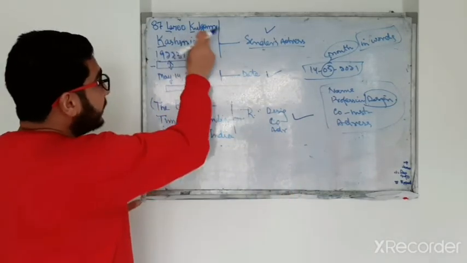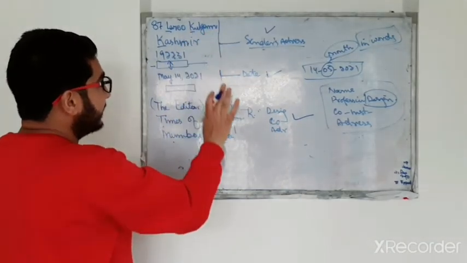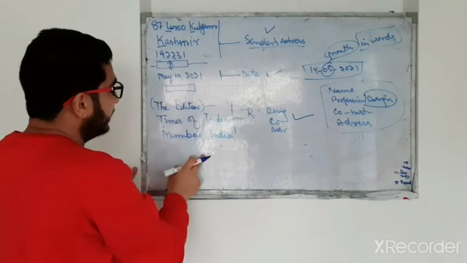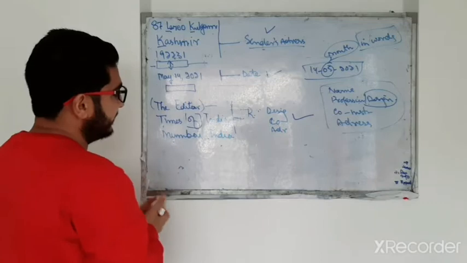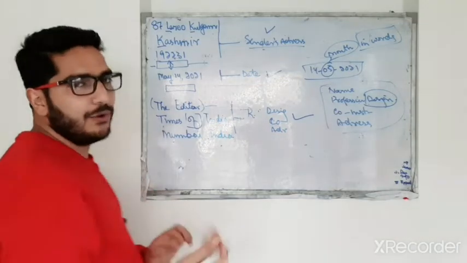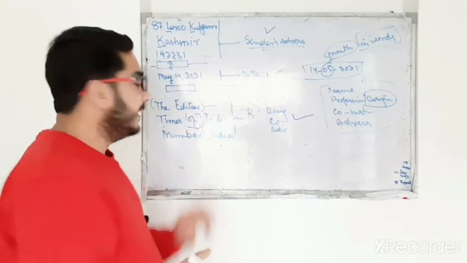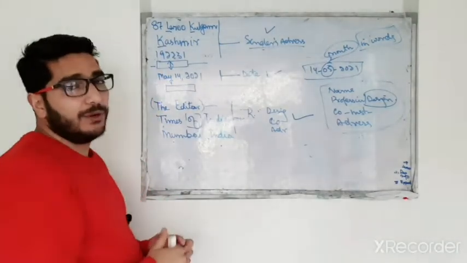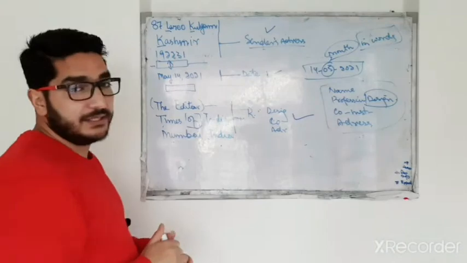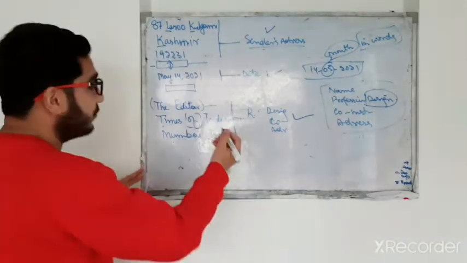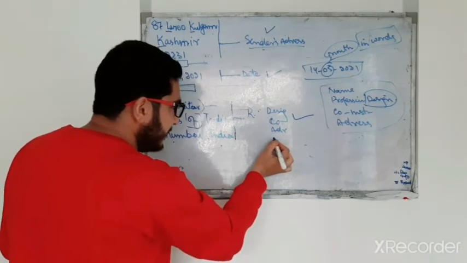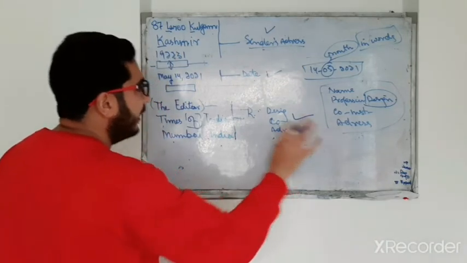See, all the words start with a capital. They are all nouns, and all the words start with a capital. Here this word doesn't start with a capital because it is not a noun, it is not a content word. So this is the sender's address, then the date, and then the receiver's address, recipient's address, or inside address.